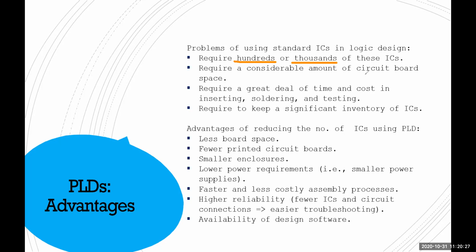They require a considerable amount of circuit board space. Obviously, if you use 1000 ICs, you need a very big breadboard. They also require a great deal of time and cost in inserting, soldering, and testing. If you go with normal ICs, you have to spend a lot of time and money buying those ICs, testing them, inserting them in the breadboard, soldering them in your circuit board, and testing it.